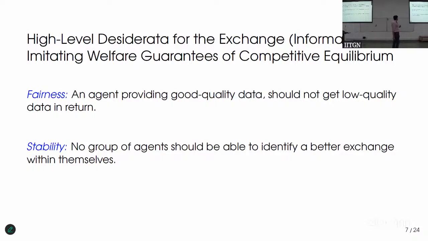The second guarantee, which is a gold standard guarantee for any cooperative economy, is that of stability, where we say that no group of agents should have an incentive to break out from the grand exchange and perform an exchange within themselves that they all strictly prefer. So no group of agents should be able to identify a better exchange within themselves. So these are the two guarantees at a very high level that we will be seeking.